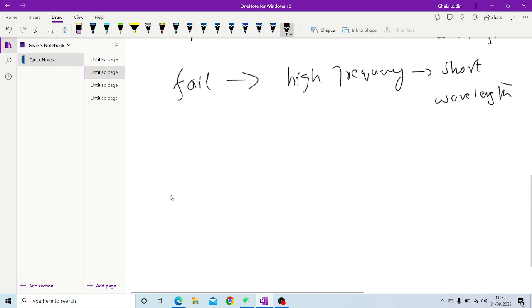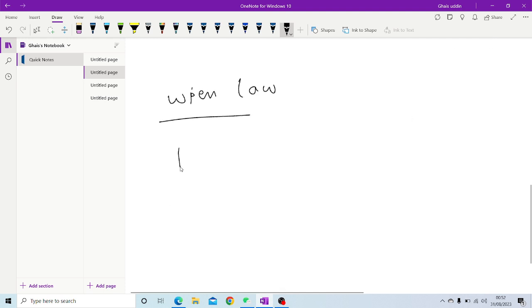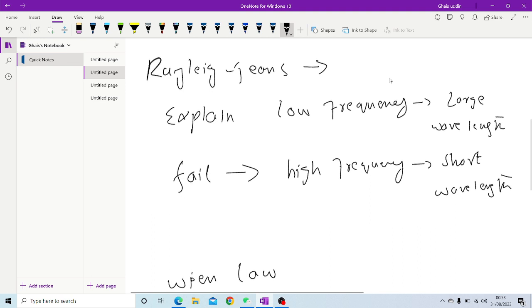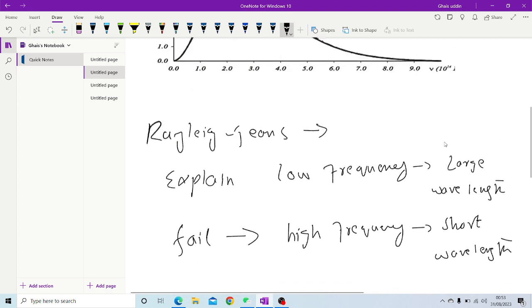Now Wien's displacement law, Wien's law, successfully explains the high frequency. The high frequency means short wavelength, short lambda, and he failed to explain the low frequency, which means large lambda. So here we can see this Rayleigh-Jeans explain low frequency, meaning large wavelength, and failed to explain high frequency and short wavelength here.